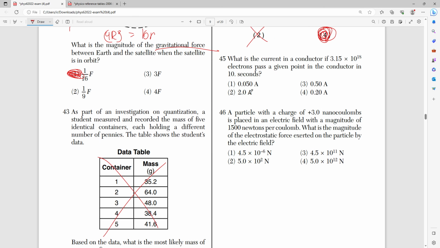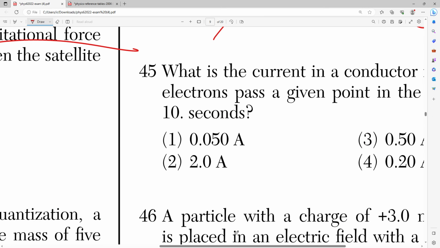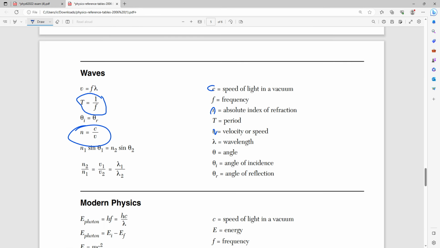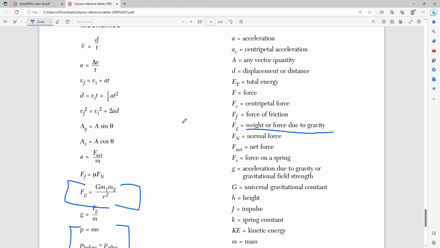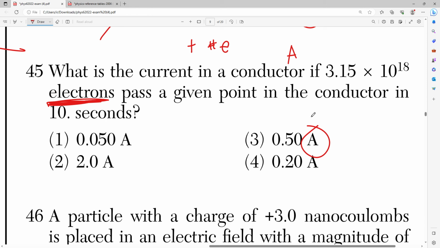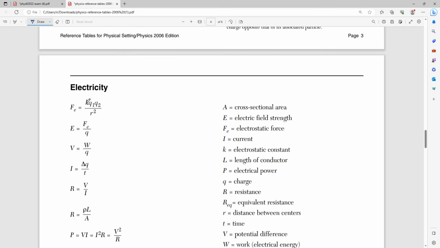Number 45 says, what is the current in a conductor if 3.5 times 10 to the power of 18 electrons pass a given point of the conductor in 10 seconds? So some things to note right here. They gave us the number of electrons, and they give us time. And our answer is in amps. If our answer is in amps or amperes, and they give me the number of electrons over a given amount of time, I'm going to have to look at a formula that gives me an answer in amps over a given amount of time and the amount of electrons.